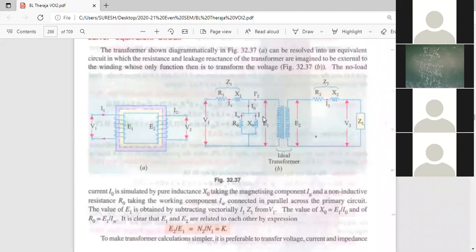In R naught, it is okay. IW, working current. In X naught, magnetizing reactance, that is IM. In the previous class, we had discussed about this: working current and magnetizing current in no load test. This is IM.